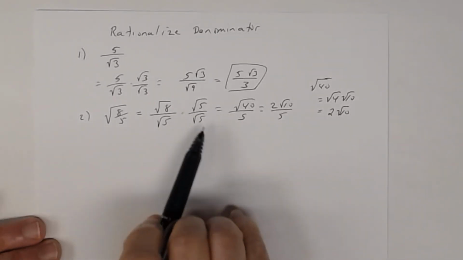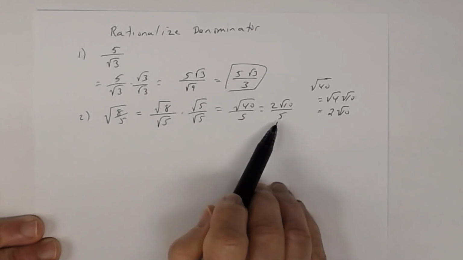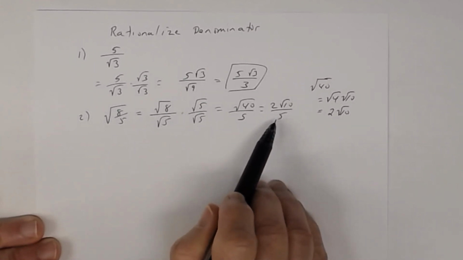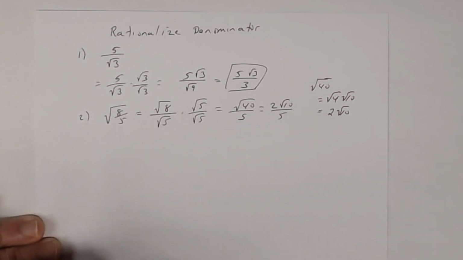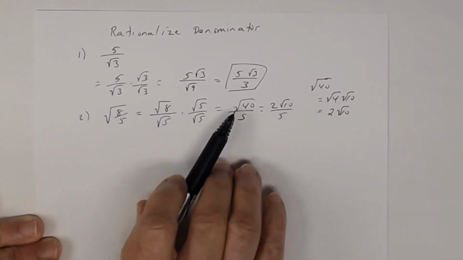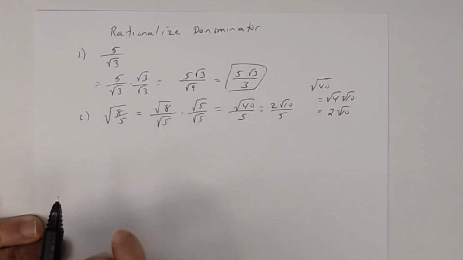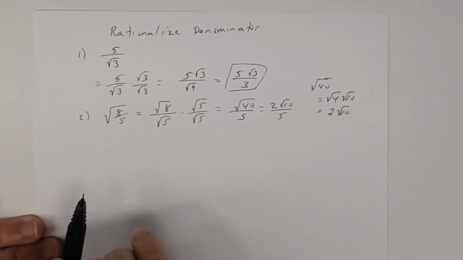All right, but notice that the goal was to make the denominator a rational number, and the denominator is a rational number. 5 is a rational number. But also remember, you need to simplify radicals if possible. All right, so that's number 2.